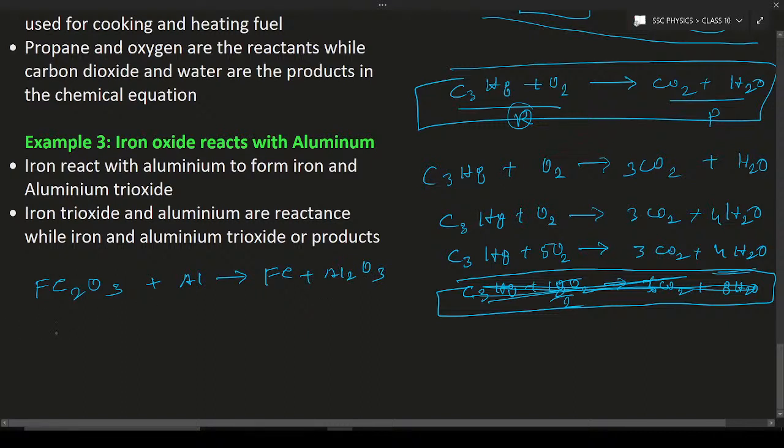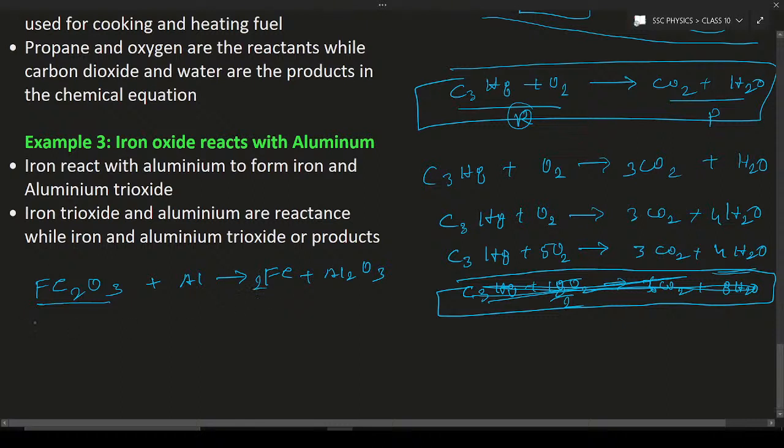So we have to balance it. First we are going to balance the iron. Why? Because in the steps we have seen, first look at the complex compound. Here Fe2O3 is the complex one. So see the iron: how many iron atoms are there? 2 iron atoms. So add 2 over here.